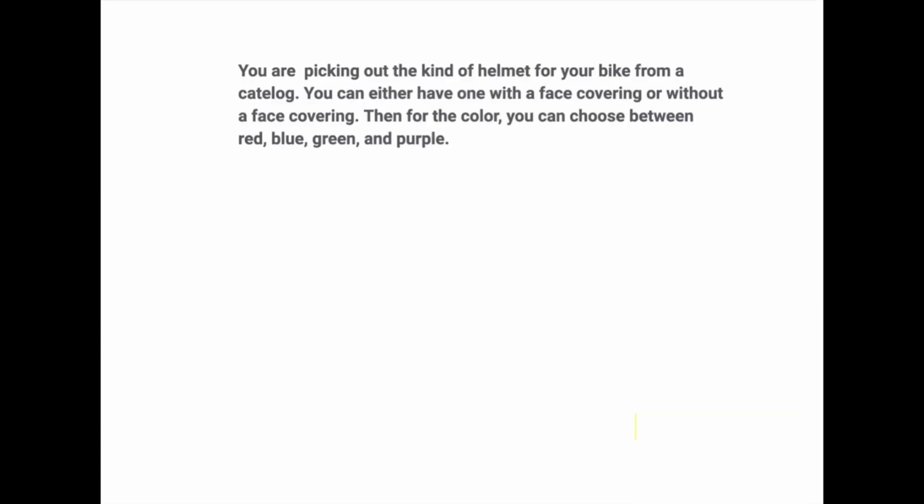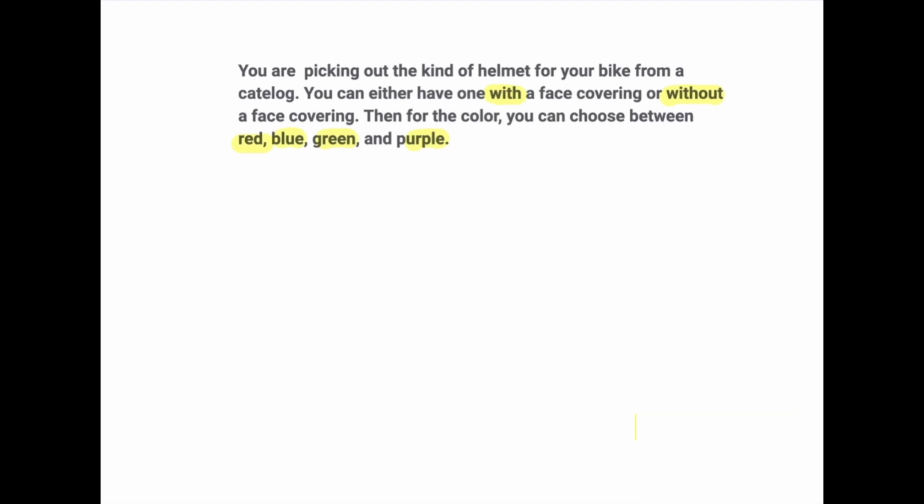This next one says you're picking out the kind of helmet for your bike from a catalog. You can either have one with face coverings or without face coverings. And then for the color, you can choose between red, blue, green, or purple. I want you to pause the video and create a tree diagram showing all the possibilities.